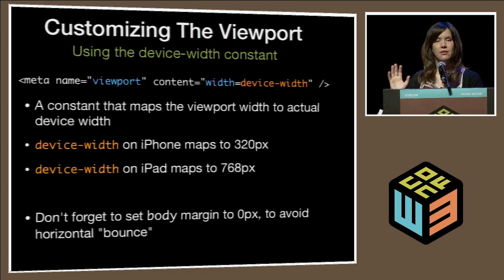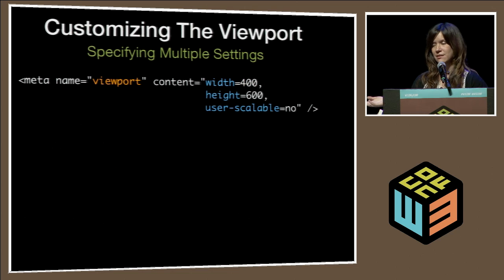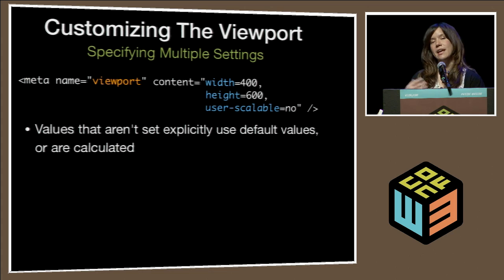So far we've been looking at viewport tags that just have one parameter. Width is the one that we've been looking at the most. But of course you can chain them together. So here's an example of the viewport where the width, height, and scalability are all set. As you may have noticed from the table that we looked at, any values that aren't set explicitly will either use the default values or they'll be calculated for you. So for example, if you just set a width, then the height and initial scale will be calculated for you. And that's usually pretty handy.